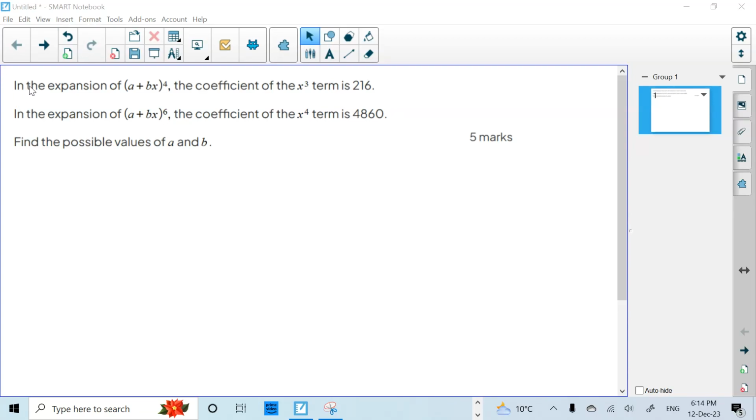Hello, and welcome to A-level Year 1 Pure Maths, Binomial Expansion, answering the exam question for 5 marks. Pretty standard one for 5 marks.